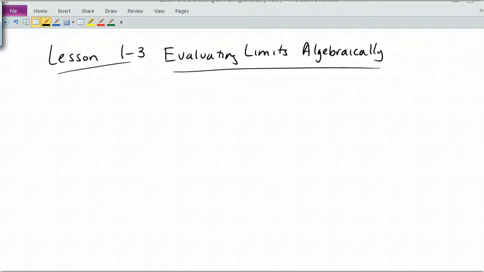Lesson 1-3, Evaluating Limits Algebraically, Part 1. When you're finished with Part 1, you need to go to Part 2 before the next class.